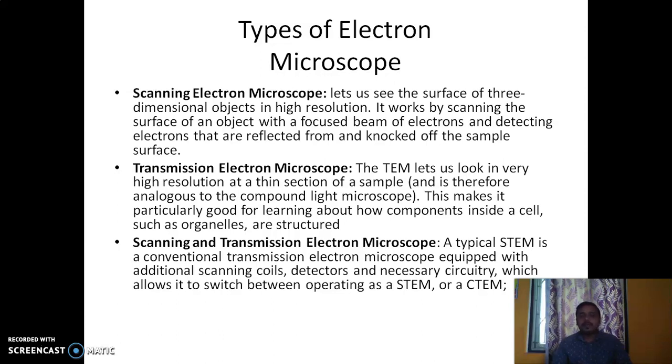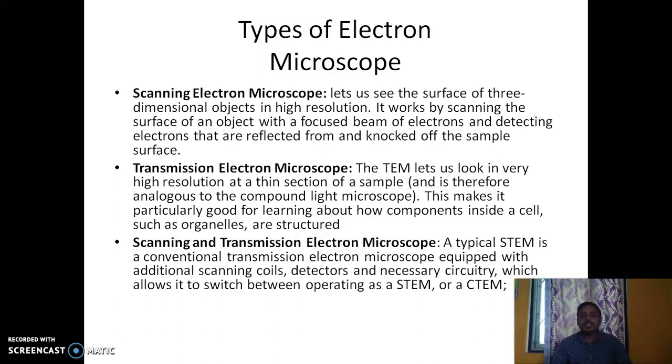SEM stands for Scanning Electron Microscope. Scanning electron microscopes let us see the surface of 3-dimensional objects in very high resolution. It works by scanning the surface of an object with a focused beam of electrons and detecting the electrons that are reflected from and knocked off the sample surface. So this is the scanning electron microscope.